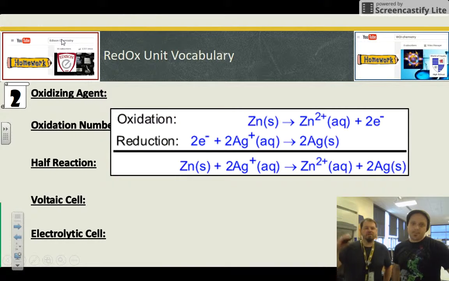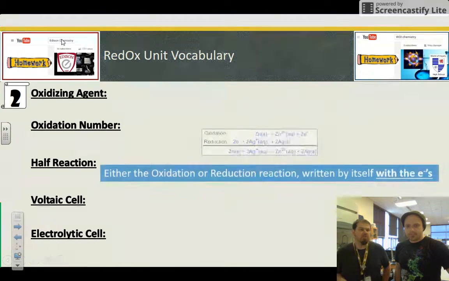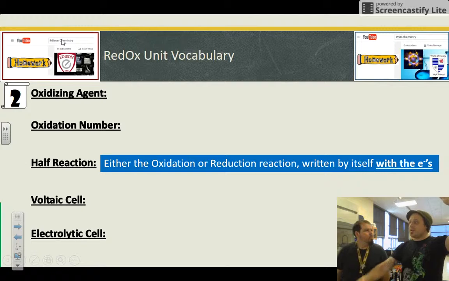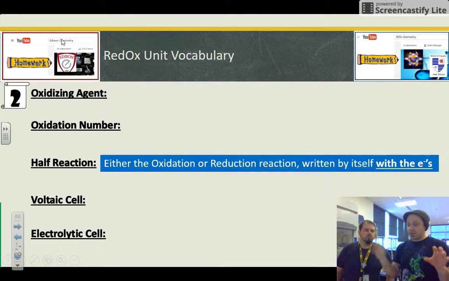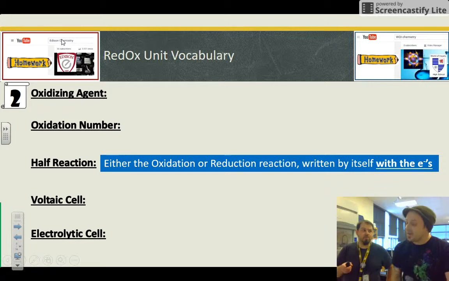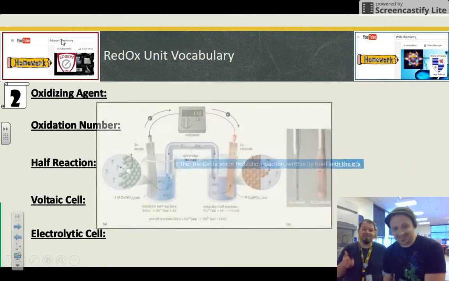Half reaction specifically, here's 2 of them. When I look at the whole reaction, I have an oxidation and a reduction. So the half reaction is just either one of those. Right. There's a half reaction for oxidation. There's a half reaction for reduction. It's written by itself, but here's the key with those. You've got to get the electrons in there on the correct side. So if I'm adding electrons, it would be on the reactant side. If I was losing electrons, it would be on the product side. And when you combine your oxidation and your reduction half reactions, these same electrons show up on both sides and cancel each other out. So we'll see that again in a later video. If they don't cancel out, we've got to fix it.